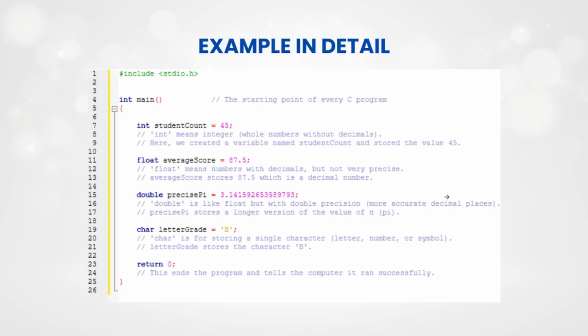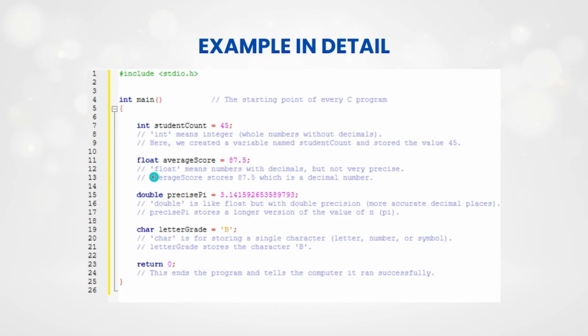So here's the example again in detail about data types, including initialization. Let's say we compile and run. First, it checks include stdio. Next, it reads int main, the starting point of every C program. Then the computer reads the variable name student_count with data type int and a value of 45. Int means integer, whole numbers without decimals. Here we created a variable named student_count and stored the value 45.